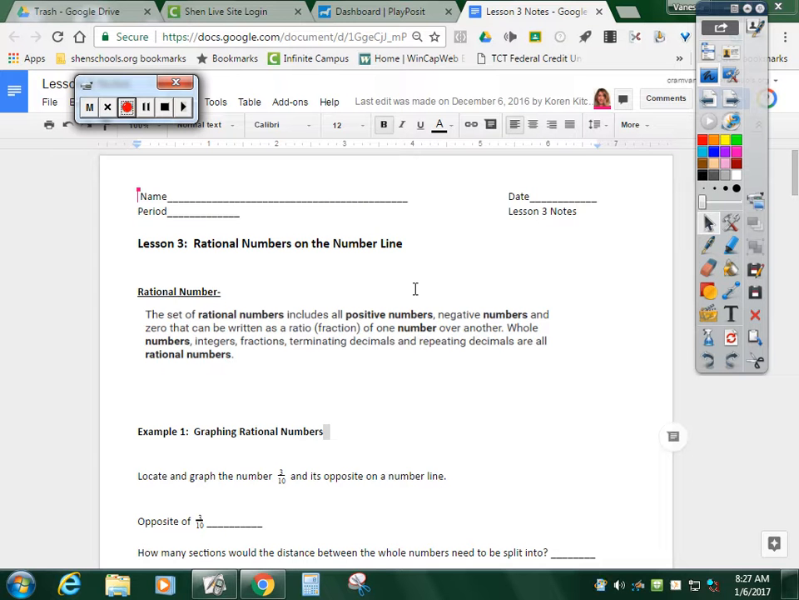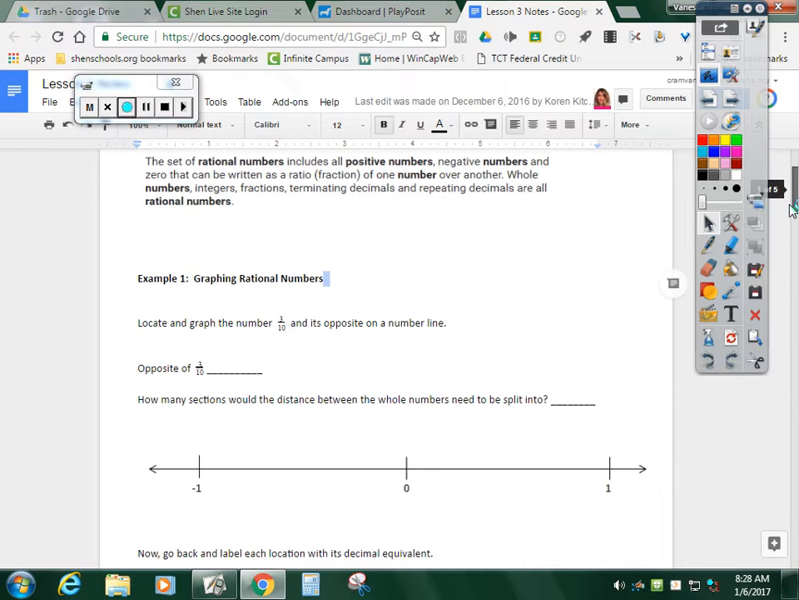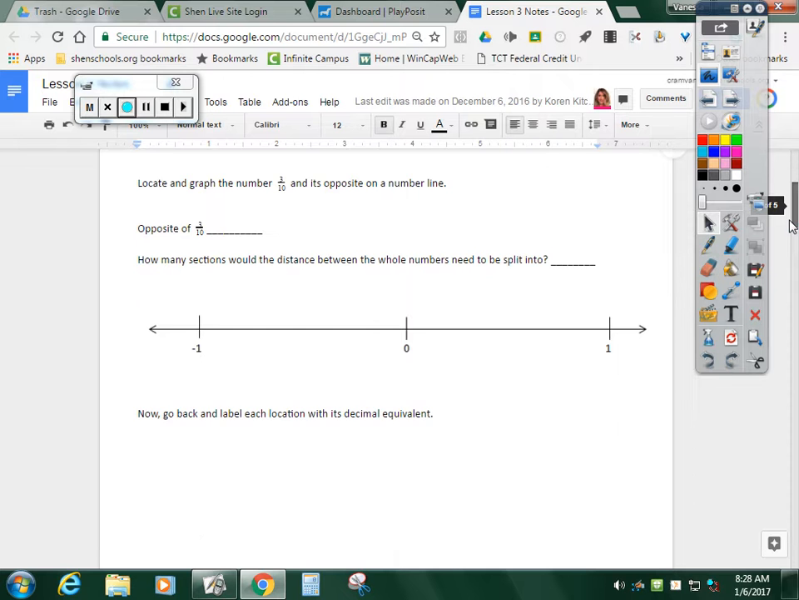Okay, first let's start off by defining a rational number. The set of rational numbers includes all positive numbers, negative numbers, and zero that can be written as a ratio, or a fraction, of one number over another. Whole numbers, integers, fractions, terminating decimals, and repeating decimals are all rational numbers, okay? That's probably a lot to understand from a definition. So let's go over some examples so you can actually see what rational numbers are.